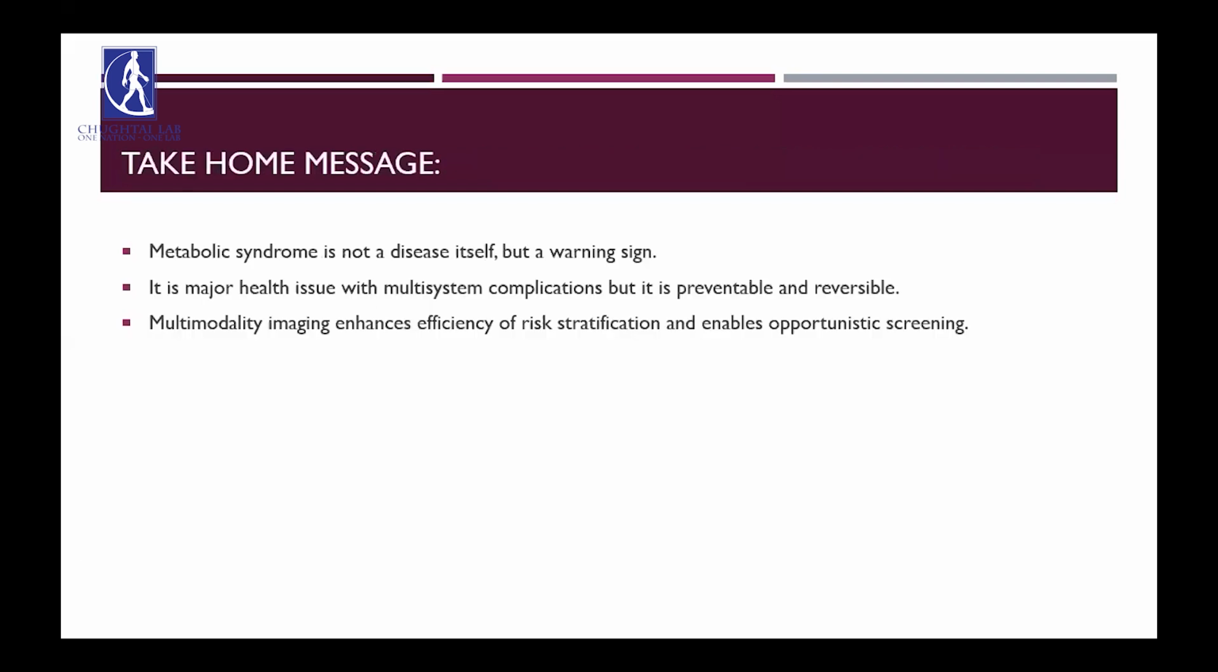So what is the take-home message? The take-home message is simple. Metabolic syndrome is not a disease itself, but it is a warning sign. It is a red flag. It is a major health issue with multi-system complications, but it is preventable and reversible. Multimodality imaging enhances the efficiency of risk stratification and enables us to do opportunistic screening.